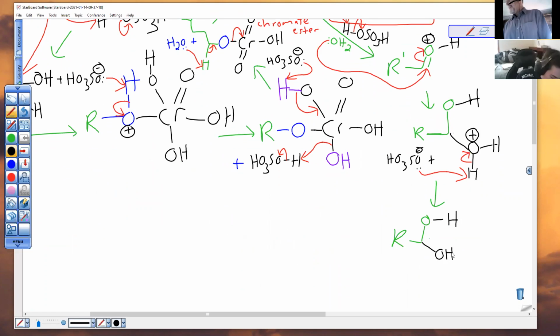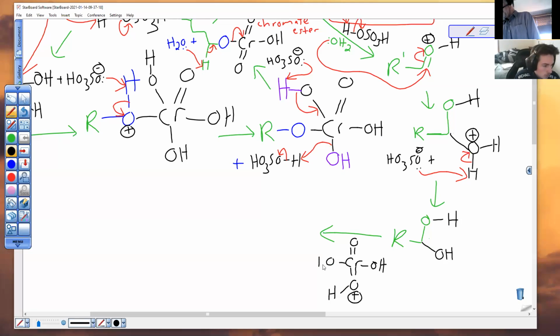And now we can do this because we already showed how to make an activated chromic acid. You can copy another version of the activated chromic acid. You've already shown a mechanism that made it. Yes, this would be a separate chromic acid reacting to make an activated chromic acid here. And a lone pair attacks. Getting good repetition in this mechanism.